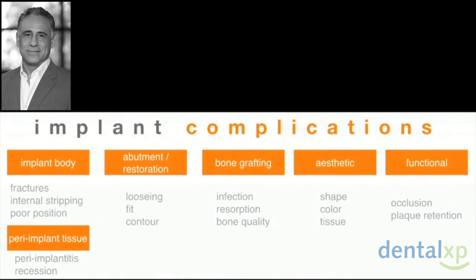We'll talk about this case a little bit later, but first I want to touch base on the implant complications, which can happen in various facets of implant dentistry. It can certainly affect the implant body itself. It can involve complications in abutment and restoration. It can come from bone grafting complications, and also from aesthetic and functional aspects. But today I want to spend a little bit more time on the peri-implant tissue complications, which includes peri-implantitis, as well as recession or loss of attachment.